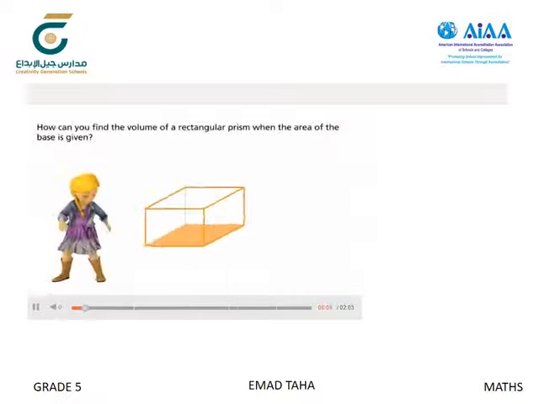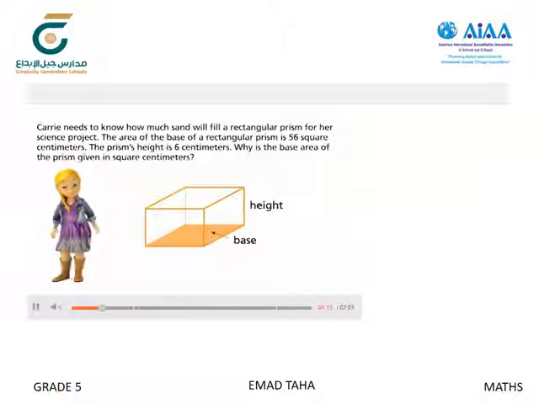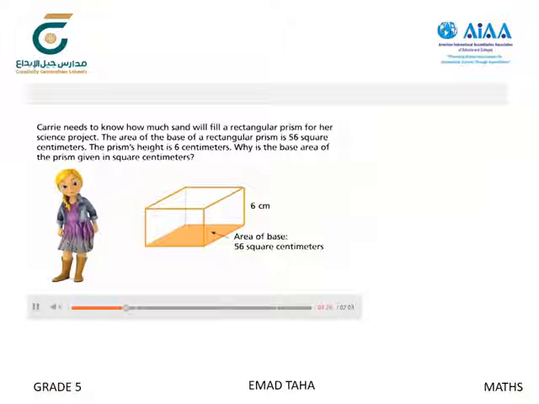How can you find the volume of a rectangular prism when the area of the base is given? Carrie needs to know how much sand will fill a rectangular prism for her science project. The area of the base of the rectangular prism is 56 square centimeters. The prism's height is 6 centimeters. Why is the base area of the prism given in square centimeters?